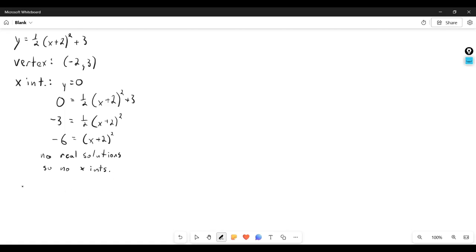Okay, but we will find the y-intercept. The y-intercept will be where x equals 0. When you put in x equals 0, we find y equals 1/2 times 2 squared plus 3. So y equals 1/2 times 4 gives us 2 plus 3. Y equals 5. Okay, so it should cross the graph at x equals 0, y equals 5. It will open upwards because we got a half there. Let's go ahead with our sketch.